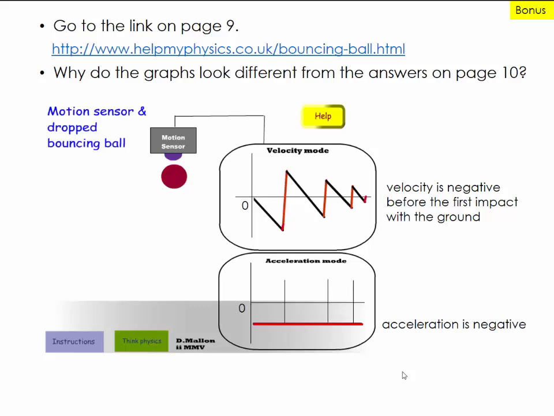You can actually go to the link on page 9. There's also a QR code there. You can actually play with the applet. I can't do it here, but you go to a website, and you can see how a bouncing ball gives us this graph and this graph. Do it on your own.